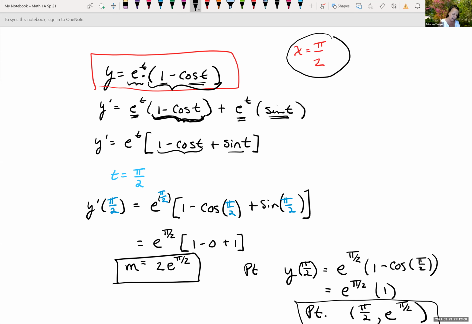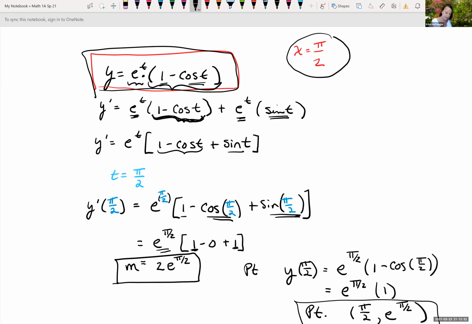So we get e to the pi halves, 1 minus cosine of pi halves is 0, plus sine of pi halves, which is 1. So we have this 1 plus this 1 here gives us 2e to the pi halves. And that was our slope of the tangent line of that function y at pi halves.